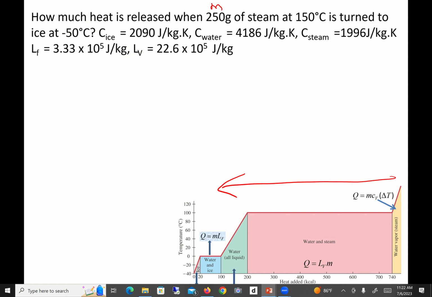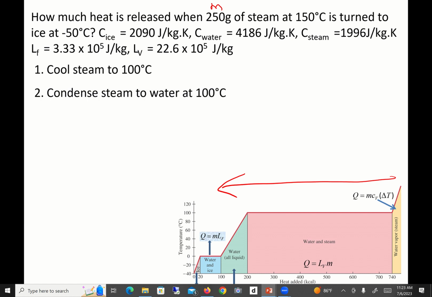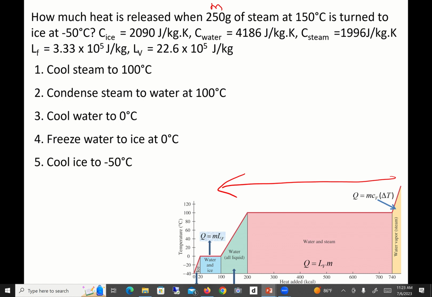And then I'm just going to walk myself down through the steps using the expressions for the temperature change, either MC delta T or L times M, depending on what's going on. So first step is to cool the steam down from 150 to 100, which is where it's going to condense. Then I'm going to condense the steam into water. Then I'm going to cool that water from 100 down to 0. Then I'm going to freeze the water at 0. And then I'm going to cool the ice down.